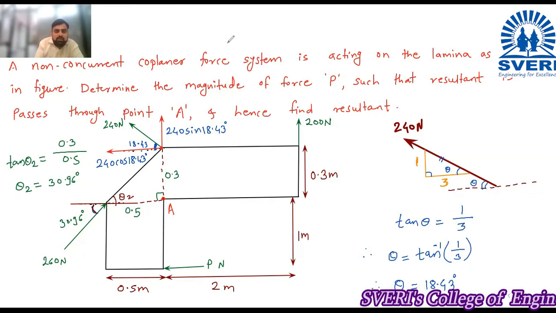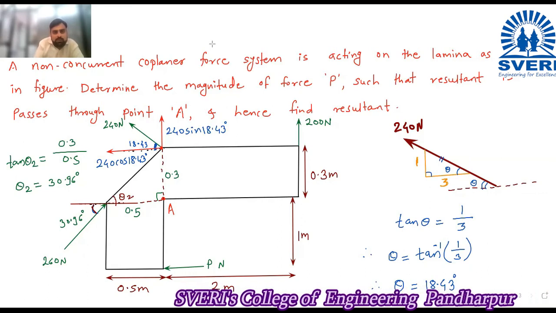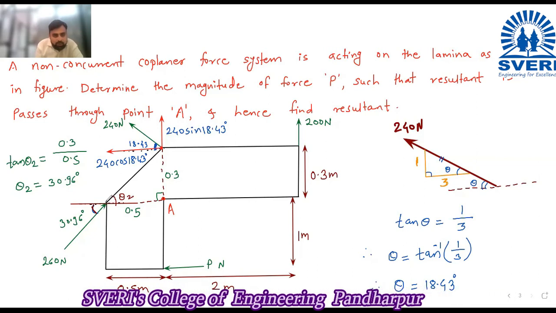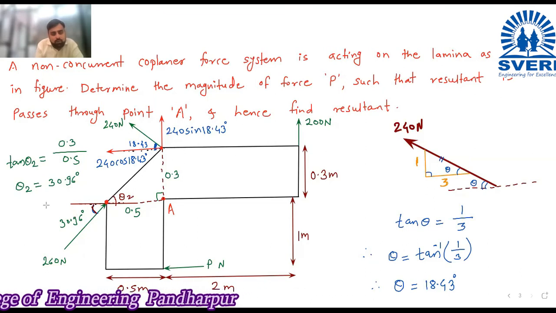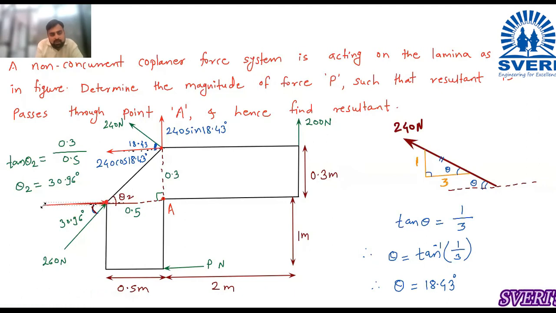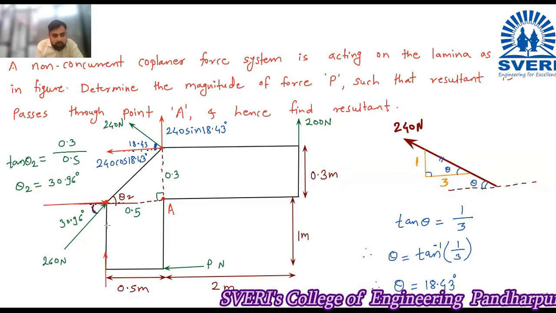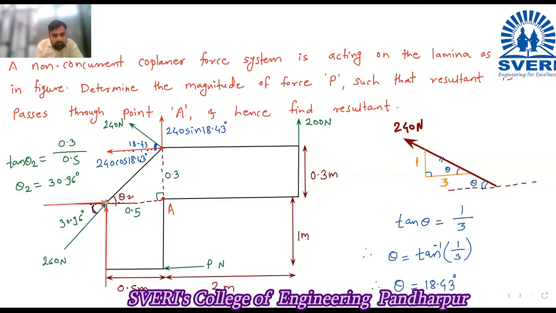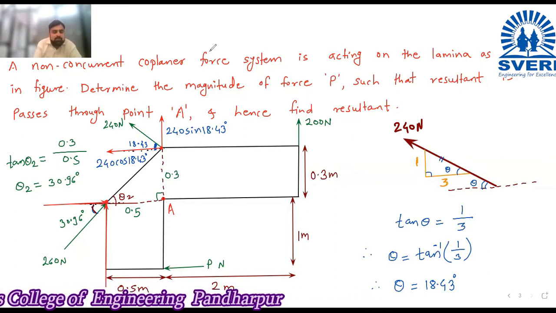Similarly, we have to resolve this 260 Newton also. The same way we will do it. Now where is our point of contact? This is our point of contact. From the point of contact, we have to draw one line parallel to x, like this, and one line parallel to y. So this is parallel to y. Okay. Now you tell me which component is cos and which is sine.